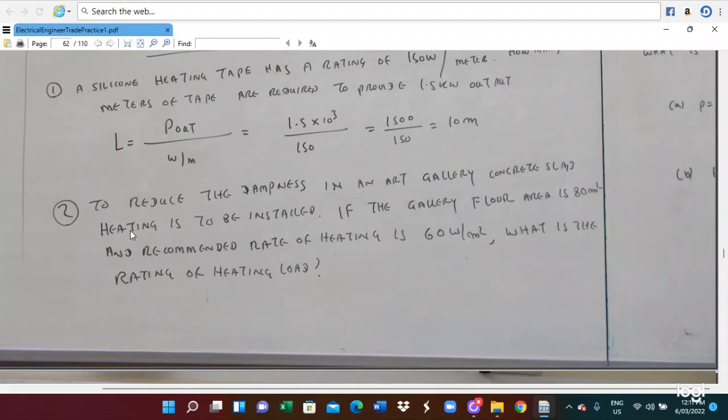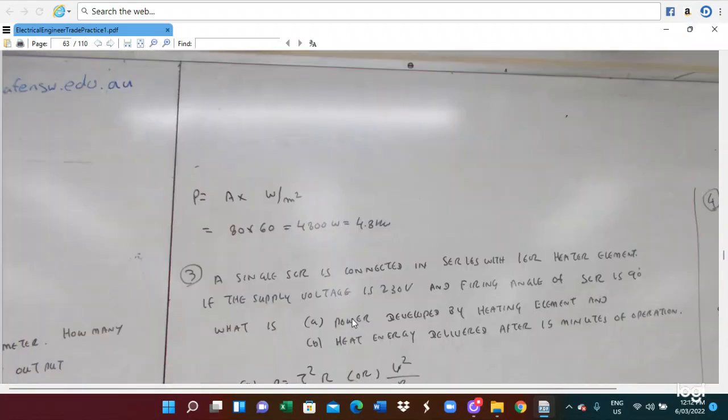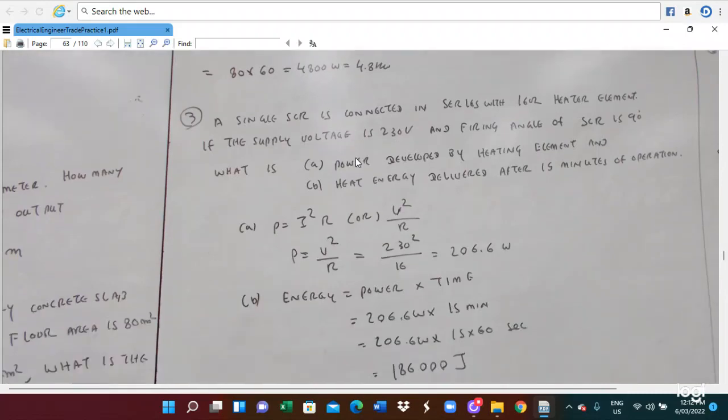And also, to reduce the thermal loss in the concrete slab, heating is to be installed. This gallery has a floor area of 80 meters square and the recommended rate of heating is 60 watt per meter square. What is the rating of the heating load? So in this case, we also have to calculate the heating load. The power is the area multiplied by watt per meter square. Area is 80 and watt per meter square is 60. So you calculate 4800 watt or 4.8 kilowatt.